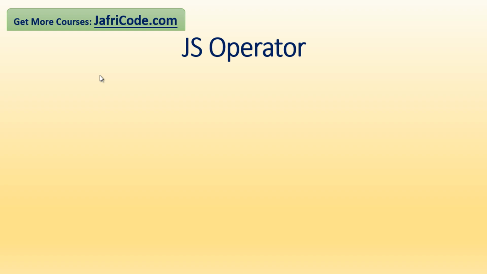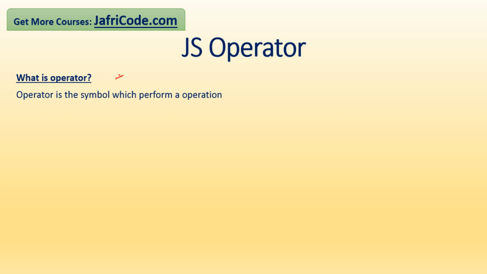Hi guys, in this class I will discuss different operators that are used in JavaScript. What is an operator basically? An operator is a symbol which performs an operation, like this one. This is an operator, this is another operator, and this is another operator. So it is a symbol that shows an action.